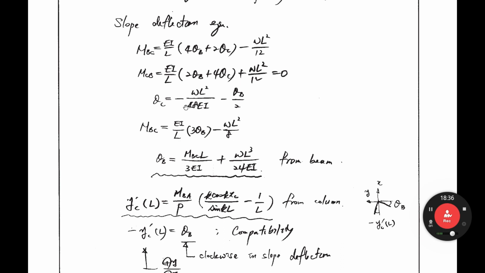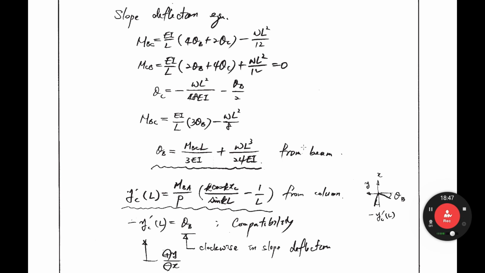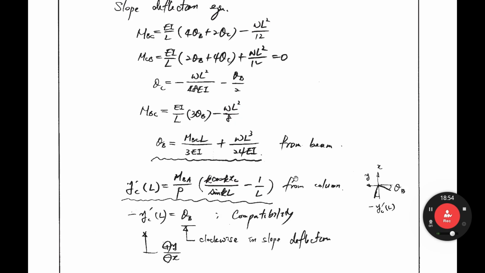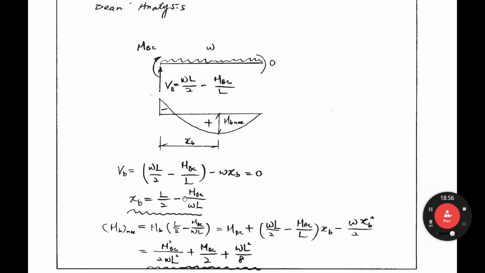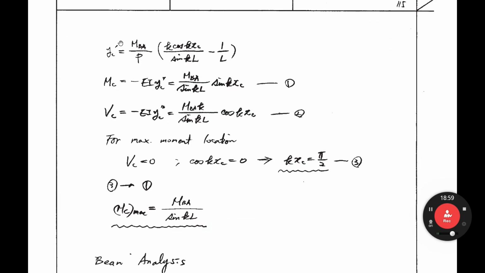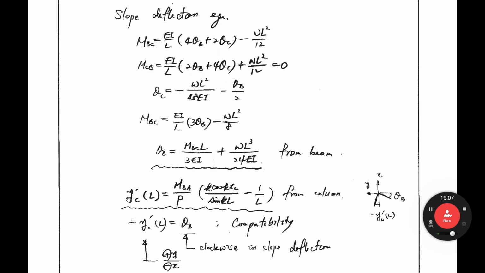From this one, theta B can be written as a function of MBC. So you have the angle from the beam. Then let's have the angle from the column. From the column, you have the equation here, y prime. That is the column angle, YC prime equal, that is the angle from the column.